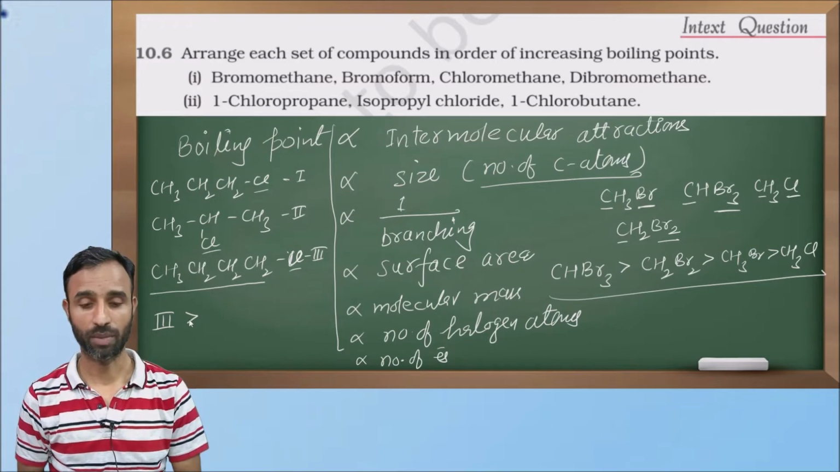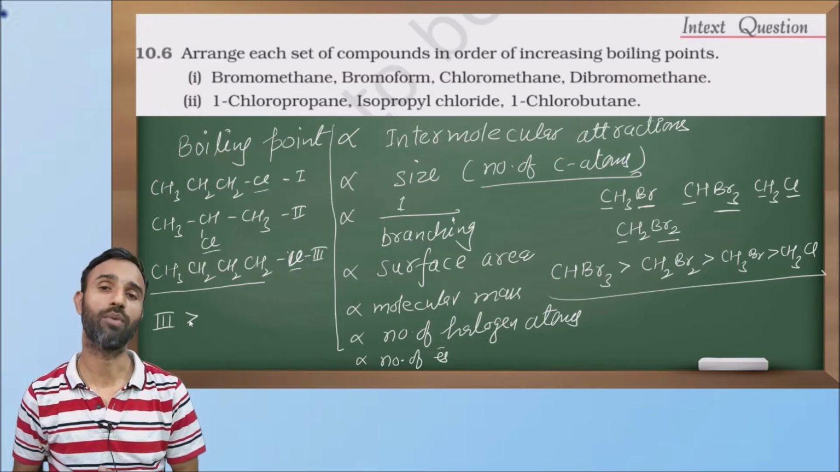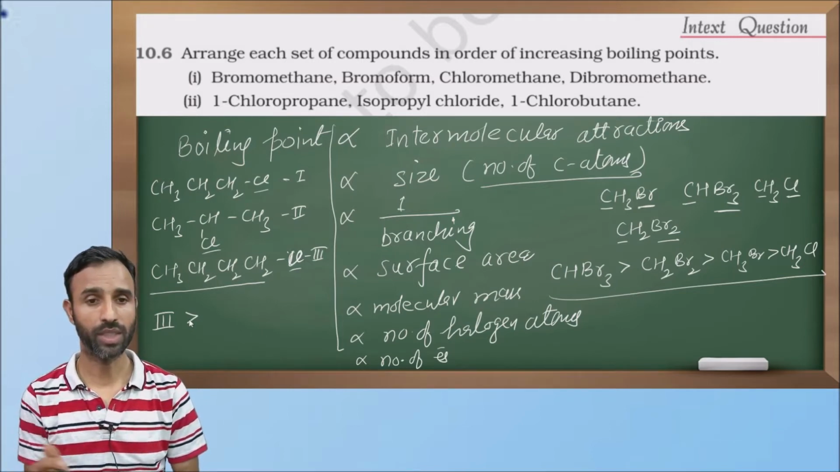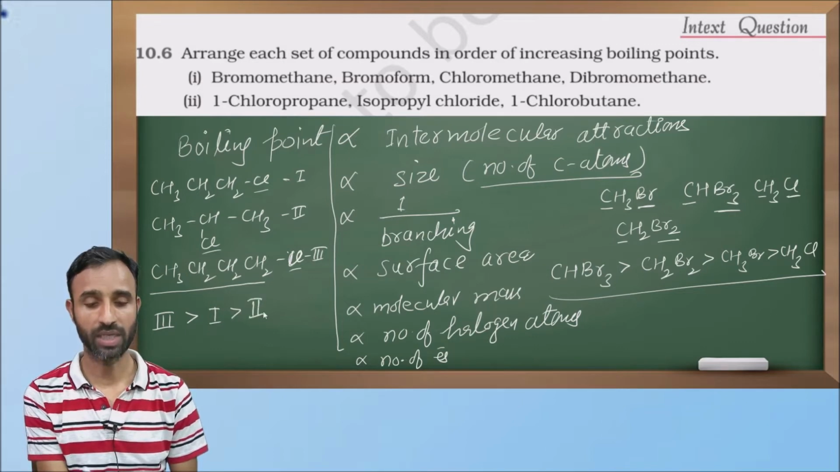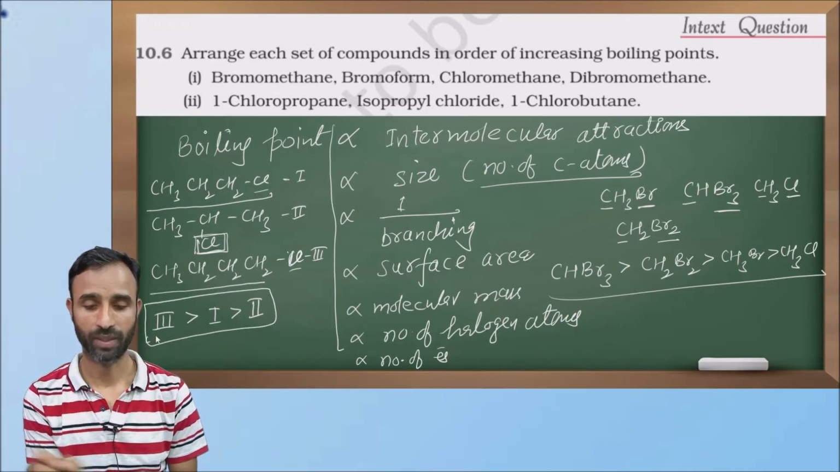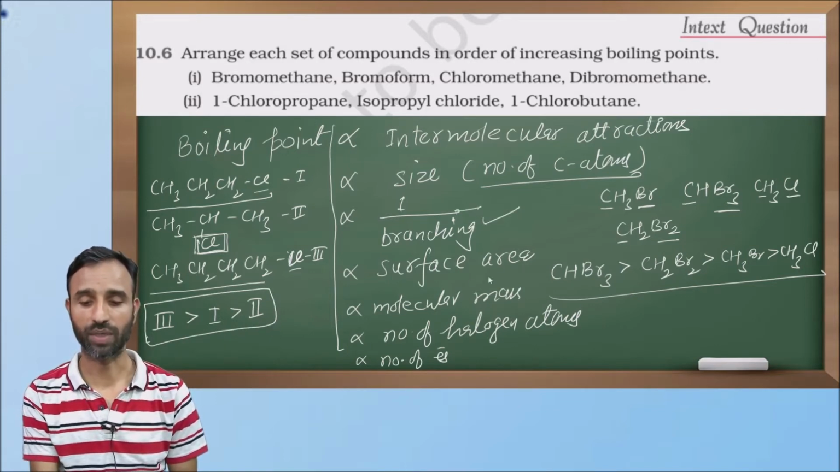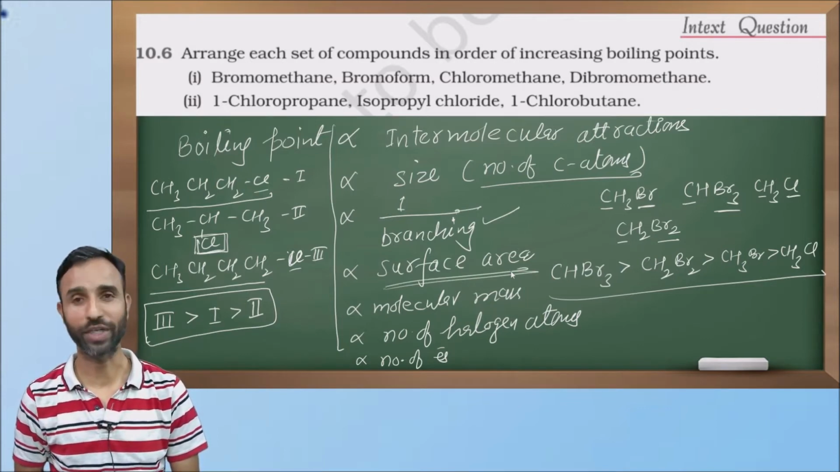Then what about the first and second? Both have the same number of carbons, both have the same number of chlorine. So it is the first one which has the higher boiling point. Very good. And then it is the second. Why? Because in the first case all are in a straight line, but in this case the chlorine is in the branching. It's at position 2. So third, first and second. So as branching increases, surface area decreases. So this is the order of boiling points.